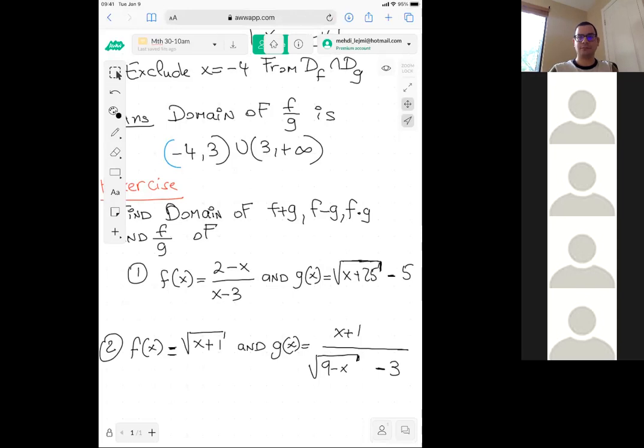Hey, Professor. I found the domain of f and the intersection domain for the second one. I'm not sure. I don't really have the answer. I have to solve the problem, but I really doubt that would be the final answer.